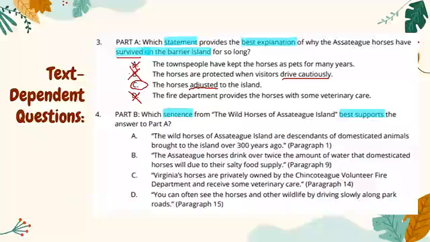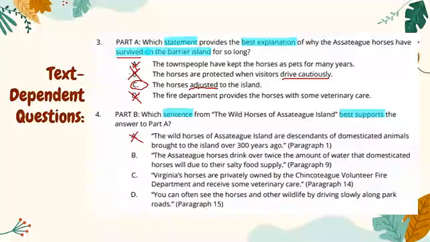All right, part B, which sentence from this article best supports the answer to A? So we're thinking about how the horses adjusted to the island. A, the wild horses of Assateague Island are descendants of domesticated animals brought to the island over 300 years ago. All right, well, that's true, but that doesn't tell me how they've adjusted or adapted to the environment.